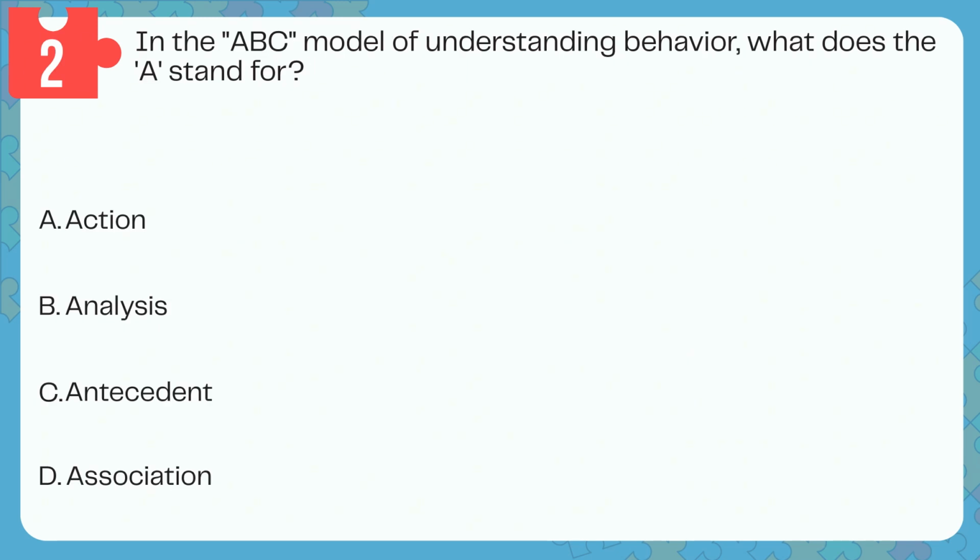Question 2. In the ABC model of understanding behavior, what does the A stand for? A. Action. B. Analysis. C. Antecedent. D. Association.